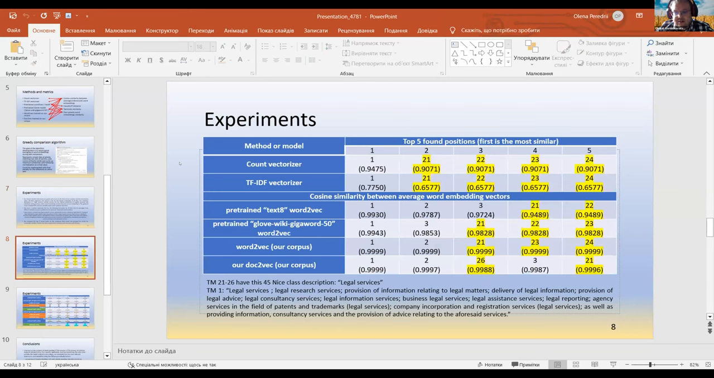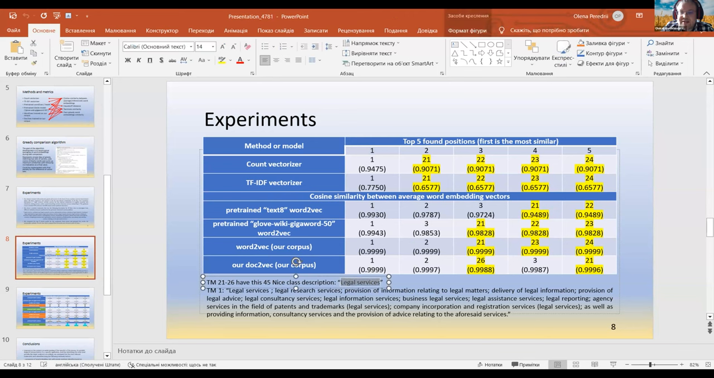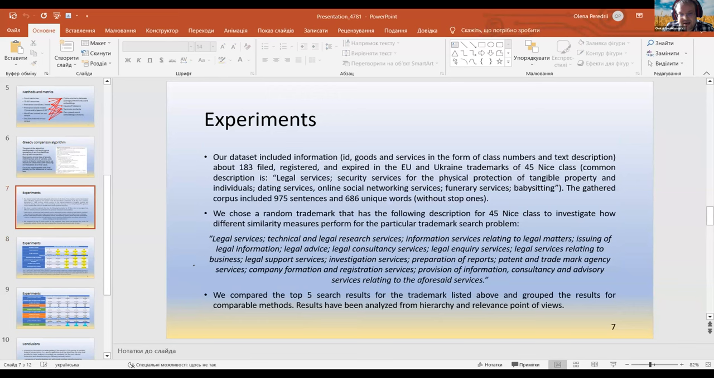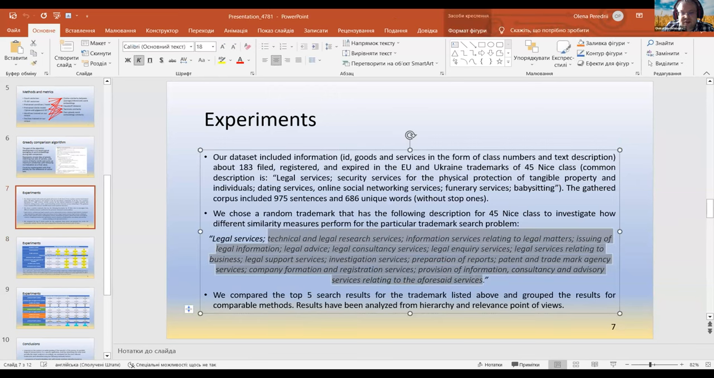So I highlighted here the most interesting tips. This is about the simplest methods like count vectorizer and TF-IDF vectorizer and cosine similarity, which is a typical way to compare trademarks. And with yellow, there are highlighted trademarks that contain just two words. According to these methods, the majority of the top five positions are just class 45 trademarks with legal services, just two words. And I will make a step back. That's exactly what we are searching for, and legal services, just two words, are present there.